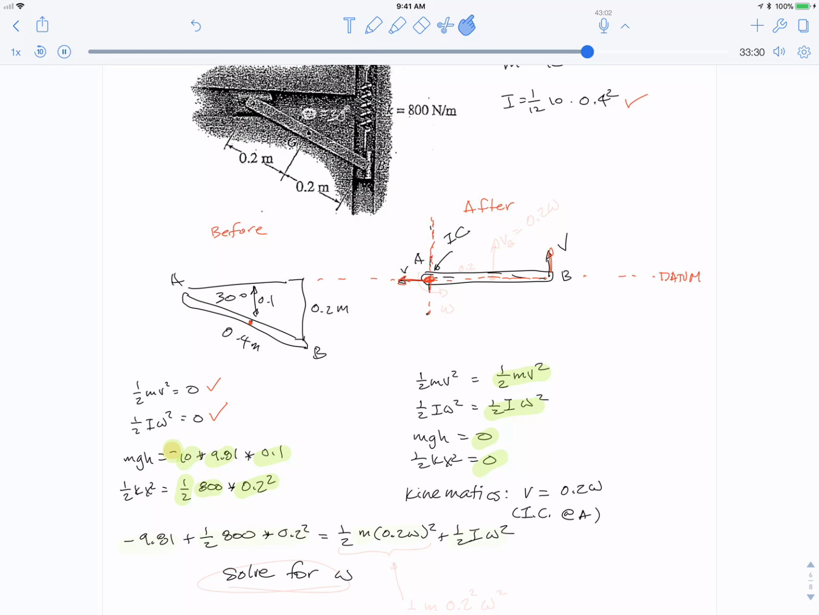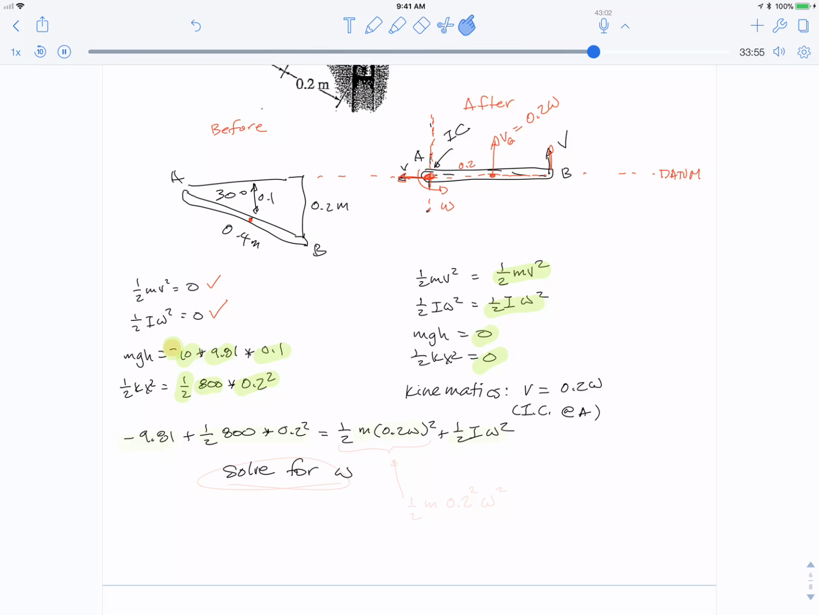So that means if the angular velocity happens to be omega, the velocity at the center of gravity at the middle is the distance, 0.2, times omega. So this v of the center of gravity is 0.2 omega. Okay, so we can now solve this. You set everything before, here's the mgh, the 1/2 kx squared, equals after, 1/2 m, and there we go, v is 0.2 omega, squared, plus 1/2 I omega squared, and solve for omega.